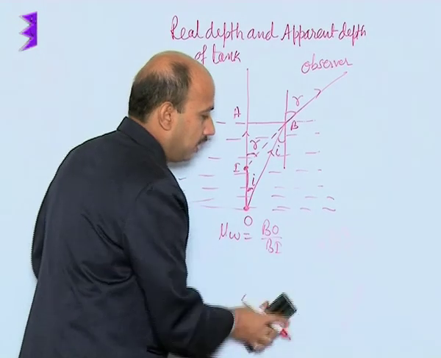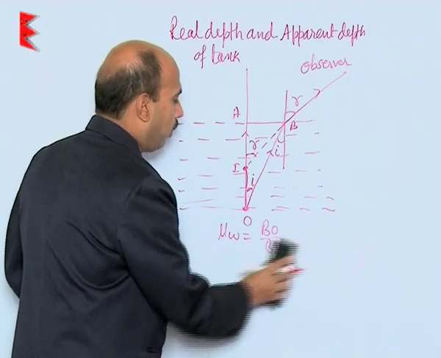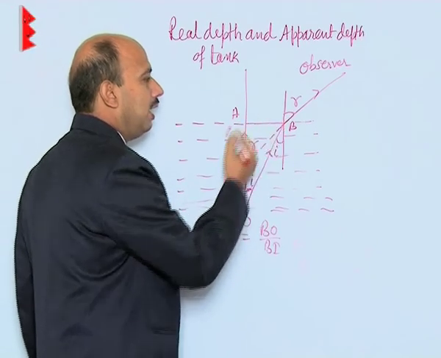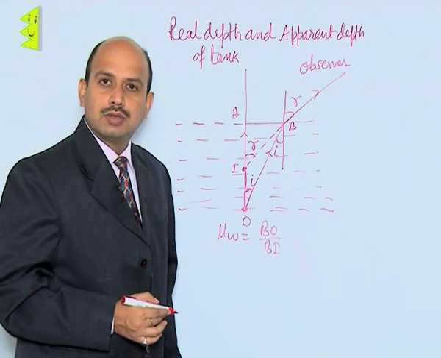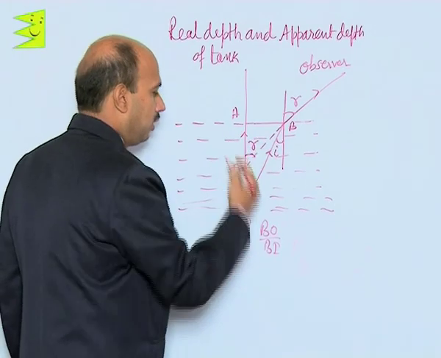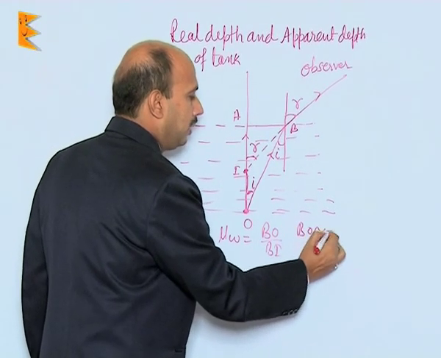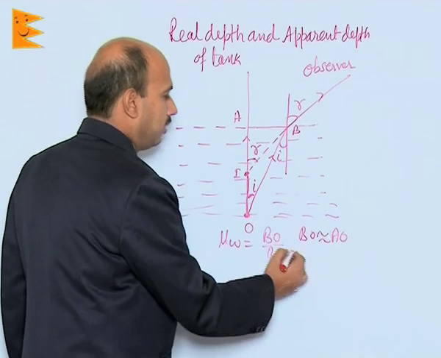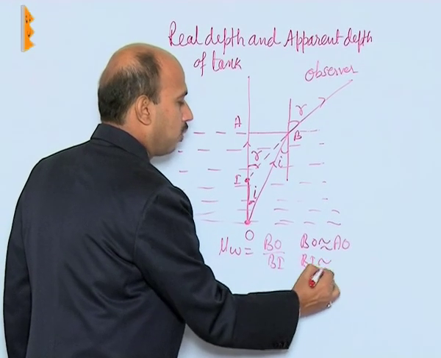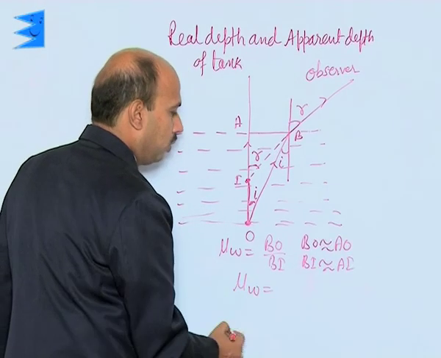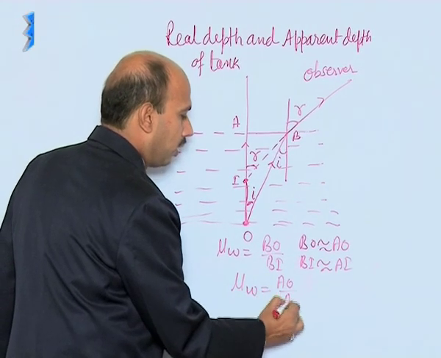Now, see in this case BO upon BI, but if the angles are small, so we can take A and B very close to each other. So, when A and B are very close to each other, we can write BO is approximately equal to AO, and similarly BI is approximately equal to AI, and we can write mu W is equal to AO upon AI.